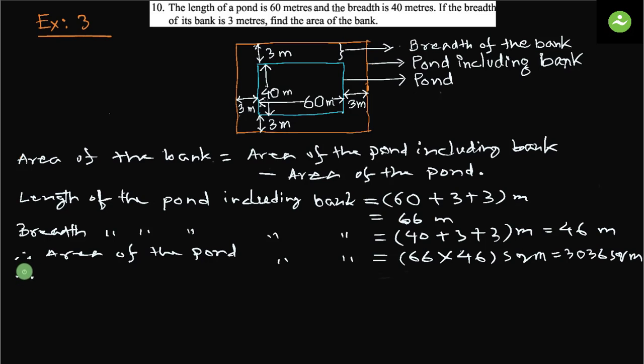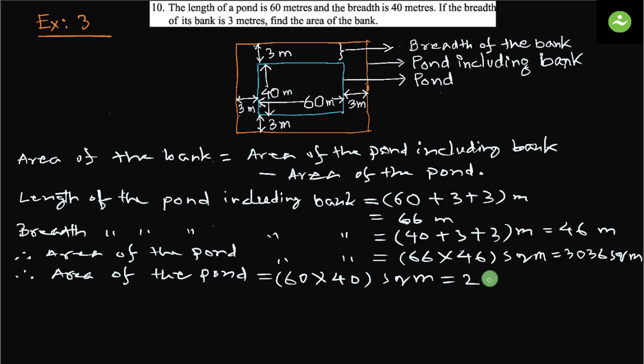We can easily find the area of the pond. That means the area of the blue rectangular. The blue rectangular, it is easy. 60 into 40, we know that equals to 60 into 40 square meter equals to 2400 square meter.